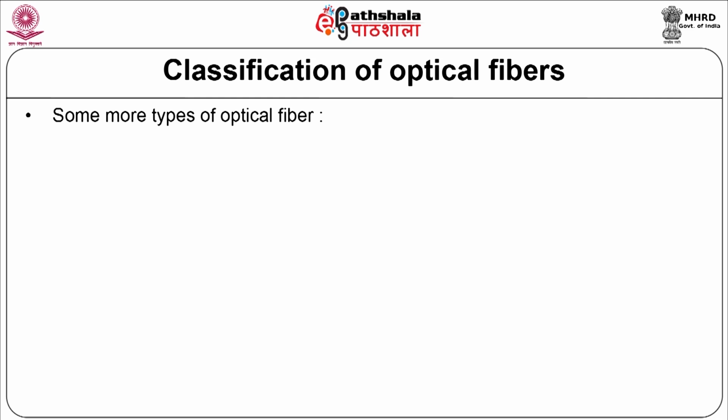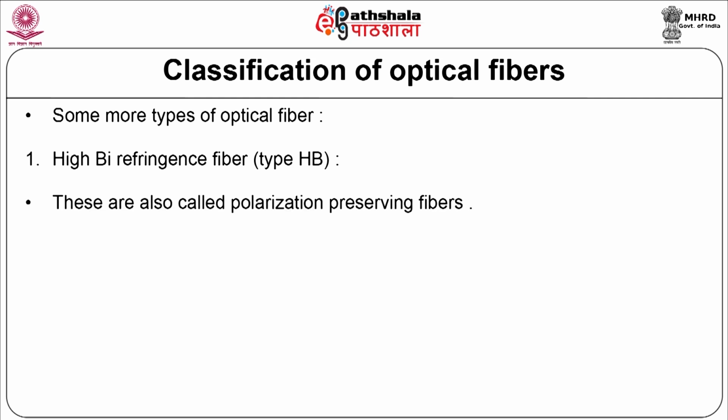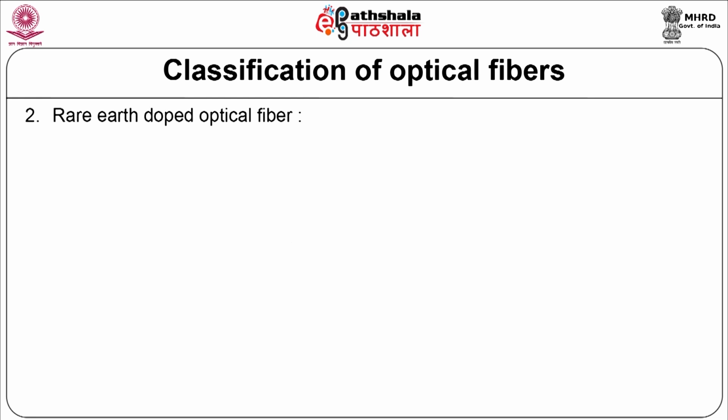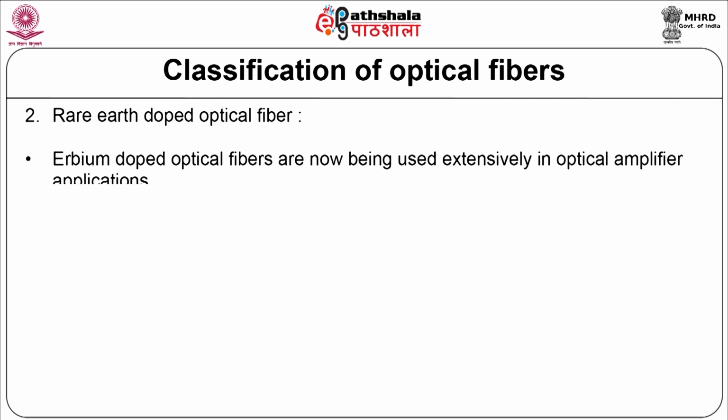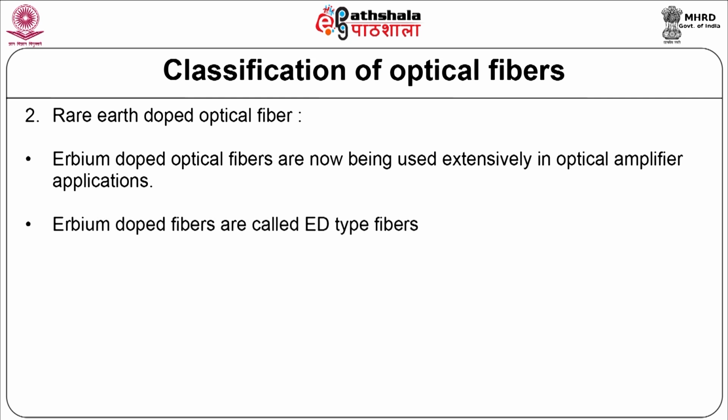Some other types of optical fibers are high birefringence fiber, which is also called type HB, also called polarization preserving fibers, used in a variety of optical fiber sensors. Then rare earth doped optical fibers. Erbium doped optical fibers are now being used extensively in optical amplifier applications. They are also called ED type fibers. So these are the different types of optical fibers depending upon their applications.